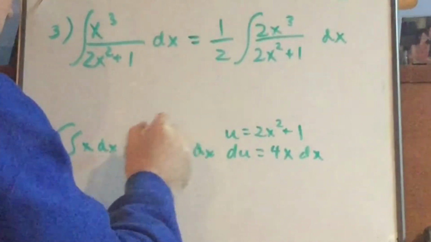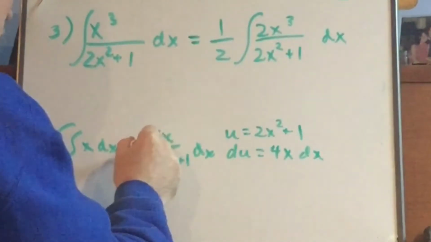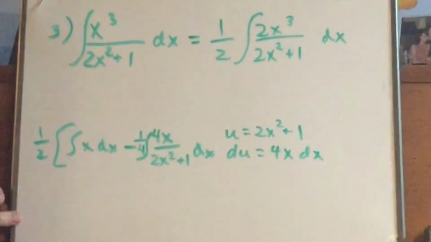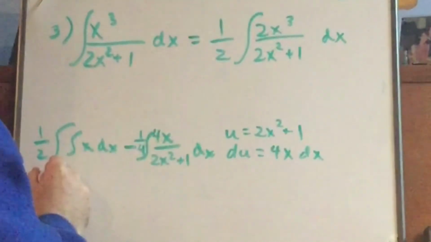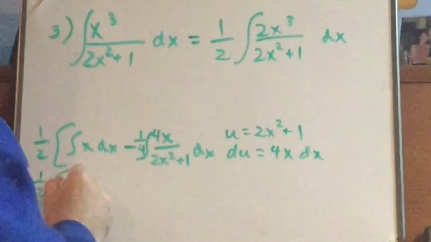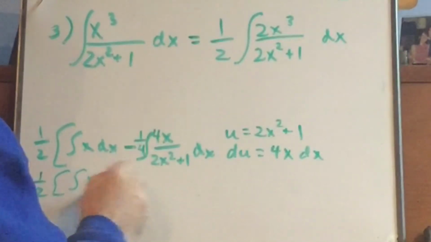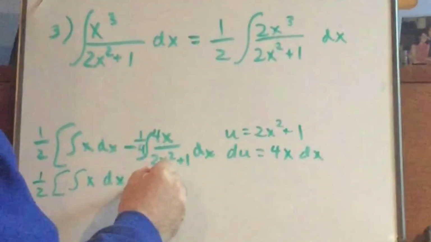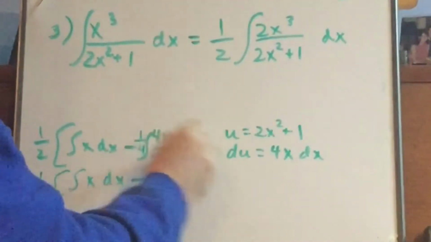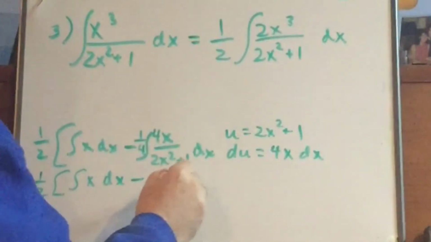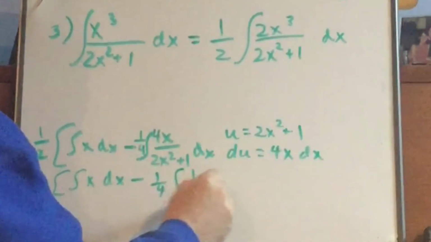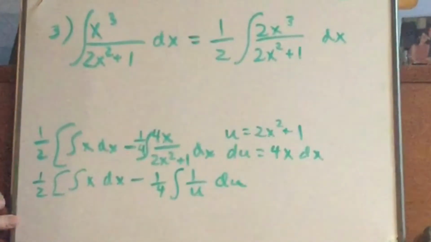I have a 4x and a 1/4. Let me squeeze that in there. And I can rewrite this now as 1/2 integral of x dx. We'll deal with that in a minute. Minus 1/4. And this 4x is part of the du. So it's just going to be the integral of 1 over u du if I use u substitution there.